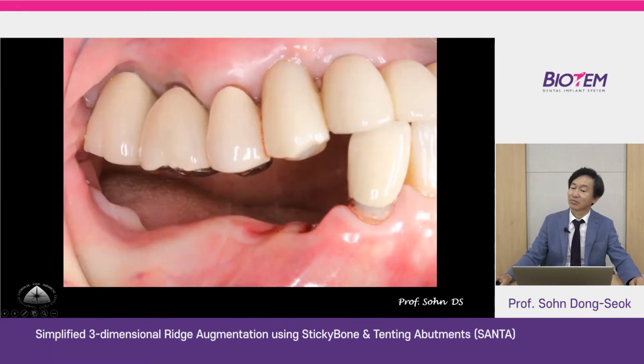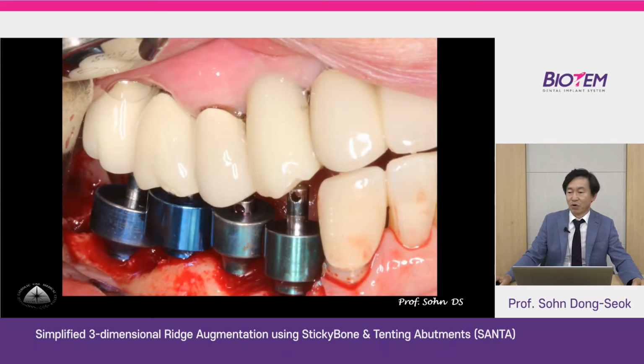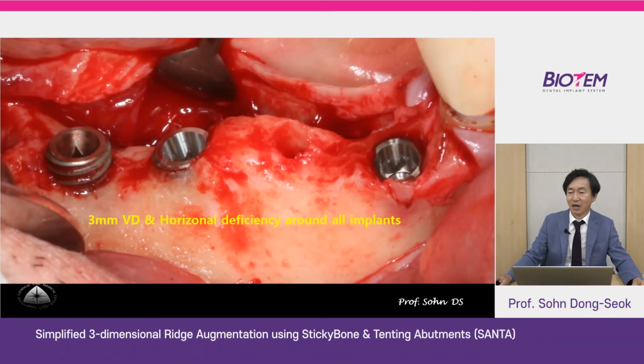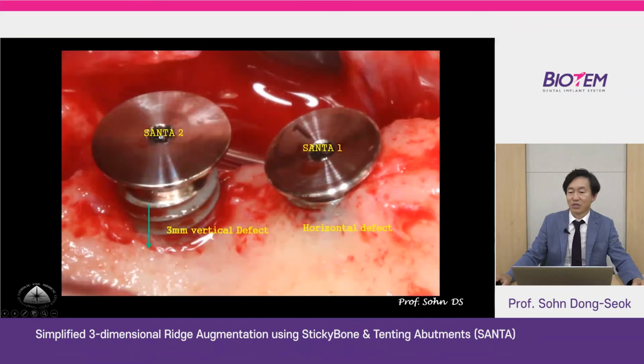Here's a case. This tooth was extracted immediately, and this one was extracted. Immediate implant placement was done. The bone pen was used to place the implant at the ideal site. Three implants were placed. So you can see the 3D implant, a 3 millimeter high vertical defect here, and you can see horizontal deficiency around the implant. This is the occlusal view.